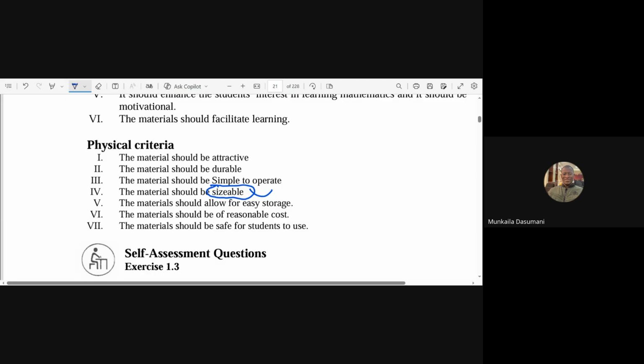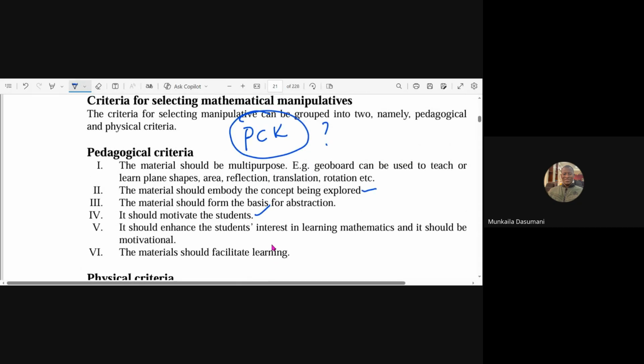And then also the cost is very important. When you go and buy manipulatives, we are in Ghana, and you are buying manipulatives in dollars. You can imagine if the dollar rises, how we are going to suffer. So it should be cost effective. And then it should also be safe for students. There shouldn't be some sharp pointed objects on it, or it can cut them, or it can hurt them. No, it should be very safe to use by students because they are kids. All right, that is about the criteria of selecting manipulatives.